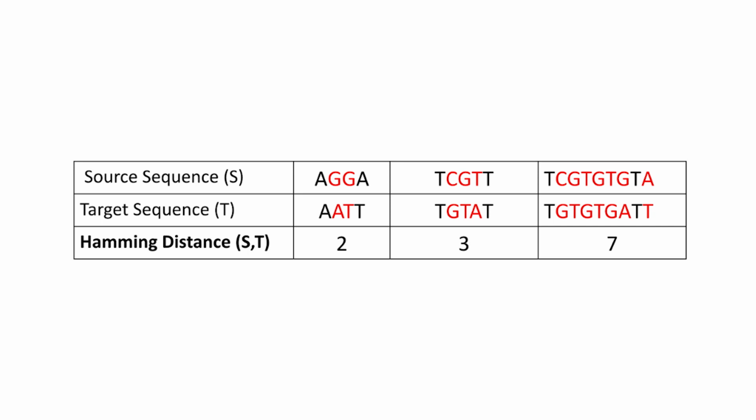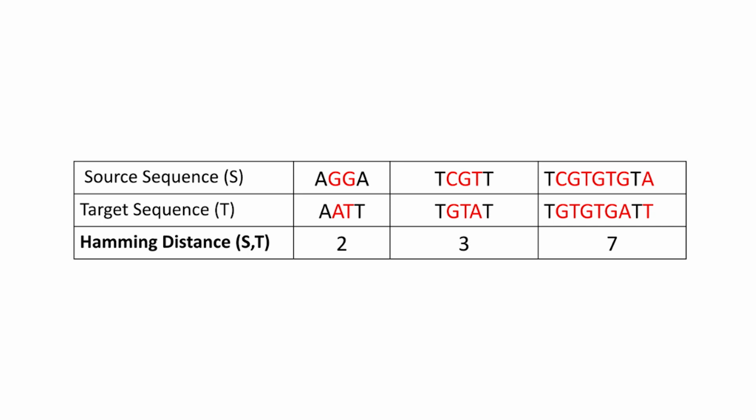Here one must understand the length of the two sequences should be the same. So, at the second position where A varies from the G in the source sequence, T varies from the source sequence. So, there are two differences in the characters. So, the Hamming distance between the source and target is 2.